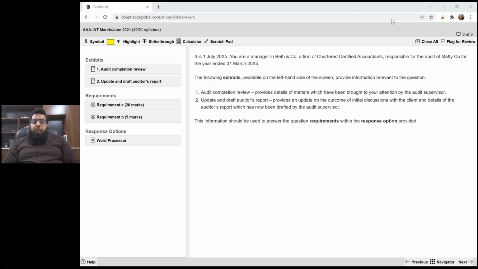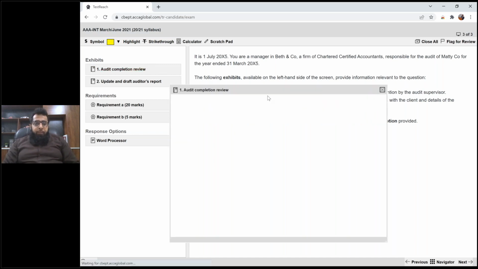The following exhibits available on the left hand side of the screen provide information relevant to the question. Audit completion review provides details of the matters which have been brought to your attention by the audit supervisor. Update and draft auditor report provide an update on the outcome of the initial discussion with the client and details of the auditor report, which has now been drafted by the audit supervisor. So obviously, this is a starting introduction of what the question is about. We will review each of the matters and then go into the detail. So let's open the first exhibit.